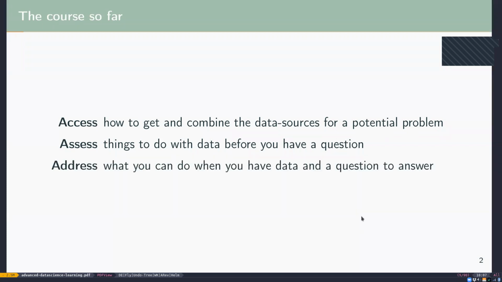And then this is my part. Say you're now in a setting where you have some data and you also have a question. Now, what can we do to actually answer that? And what do we need to think about when we try to answer that question?